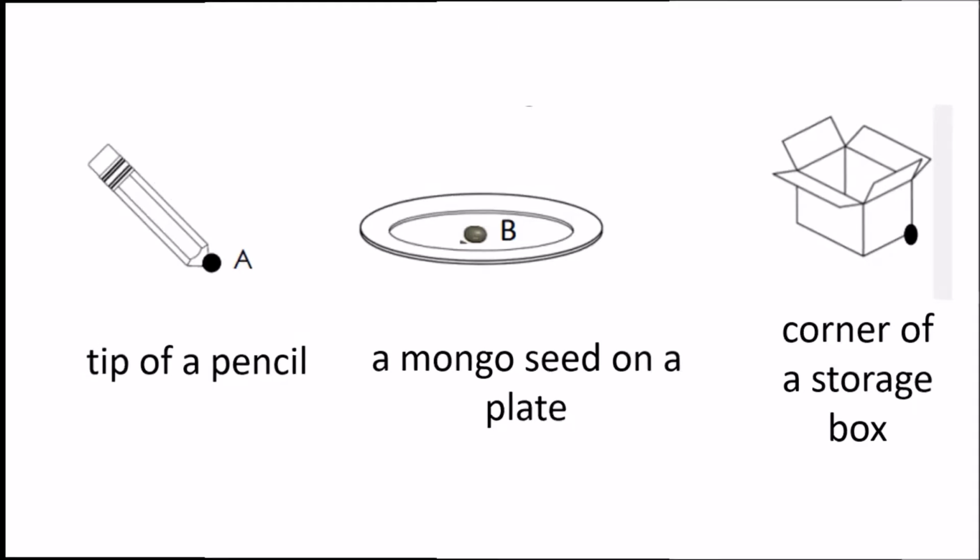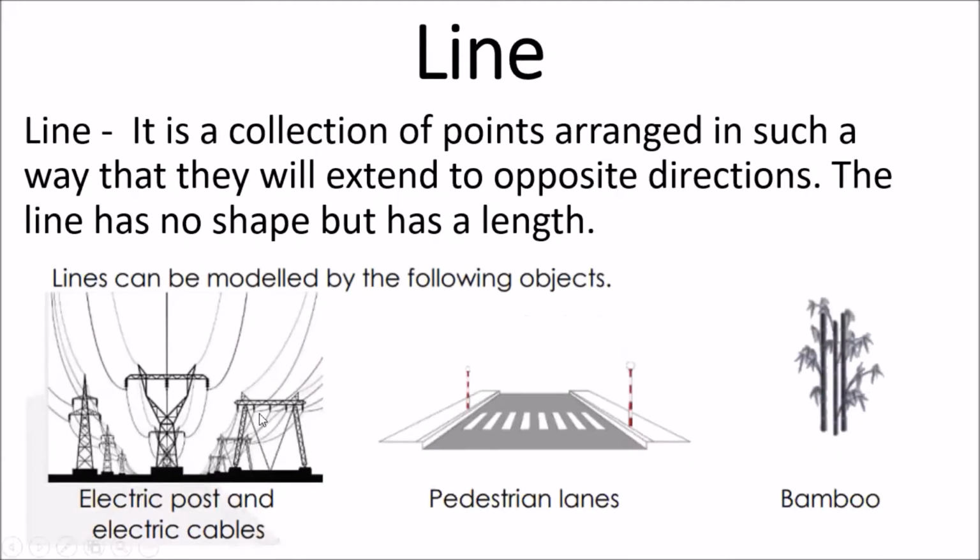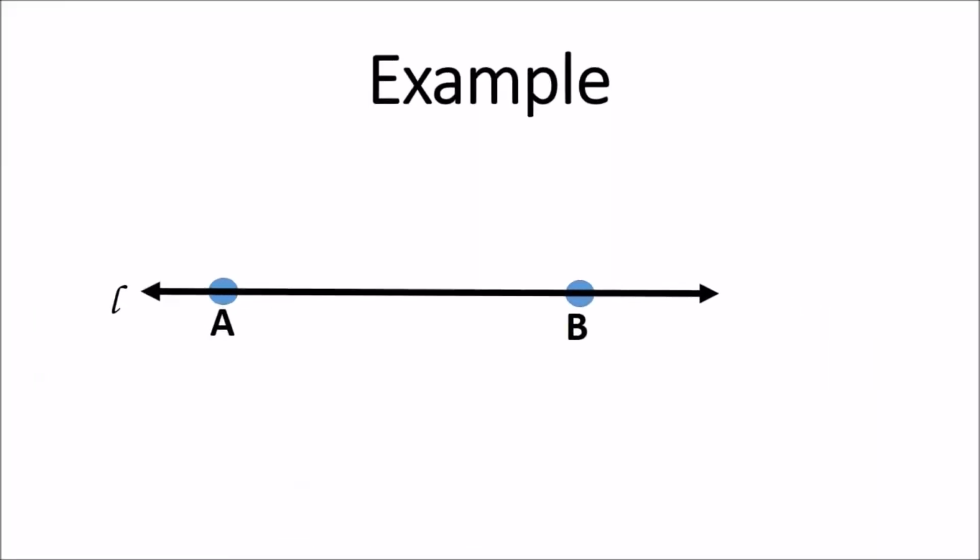Now, the second undefined term is a line. Line is a collection of points arranged in such a way that will extend to opposite direction. May double-headed arrow. Then, the line has no shape but has a length. So, there are many models. As an example, or suggest a line, like electric posts and electric cables, pedestrian lanes, and bamboo. And we have different other objects na pwede mag-represent o mag-suggest as a line. And an example, this is an illustration of a line.